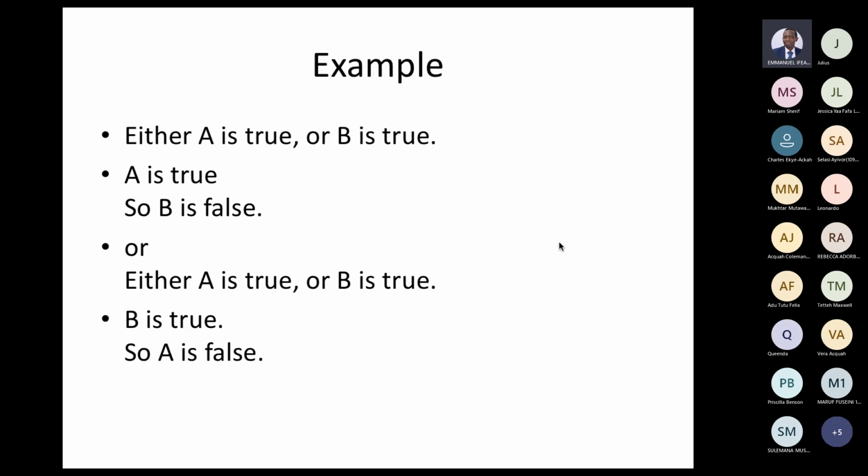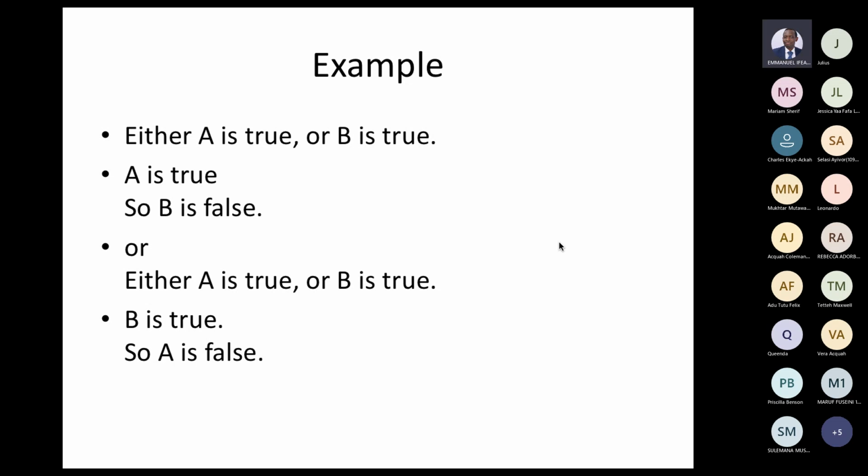For example, either A is true or B is true. A is true, so B is false. Or either A is true or B is true. B is true, so A is false.